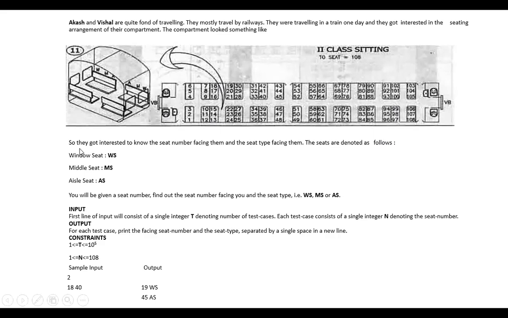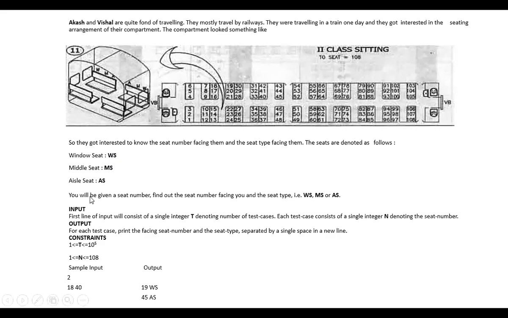So they got interested to know the seat number facing them and the seat type facing them. The seats are denoted as follows: window seat, middle seat, and aisle seat. So you will be given a seat number and you have to find out the seat number that is facing you and the seat type, that is window seat, MS or AS.